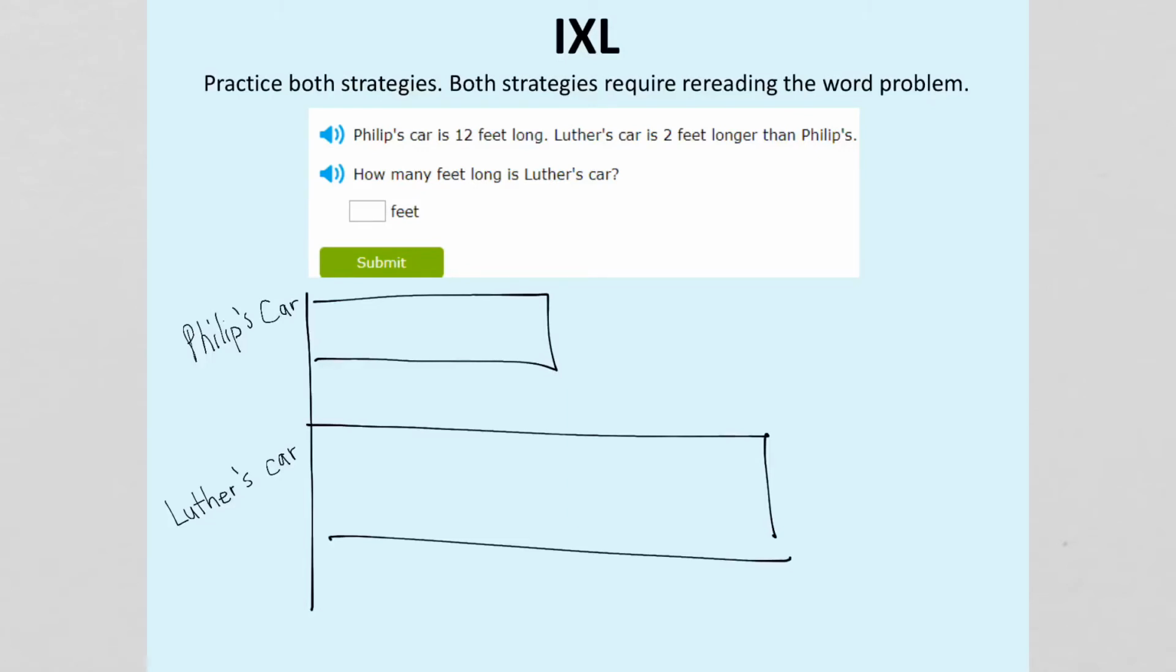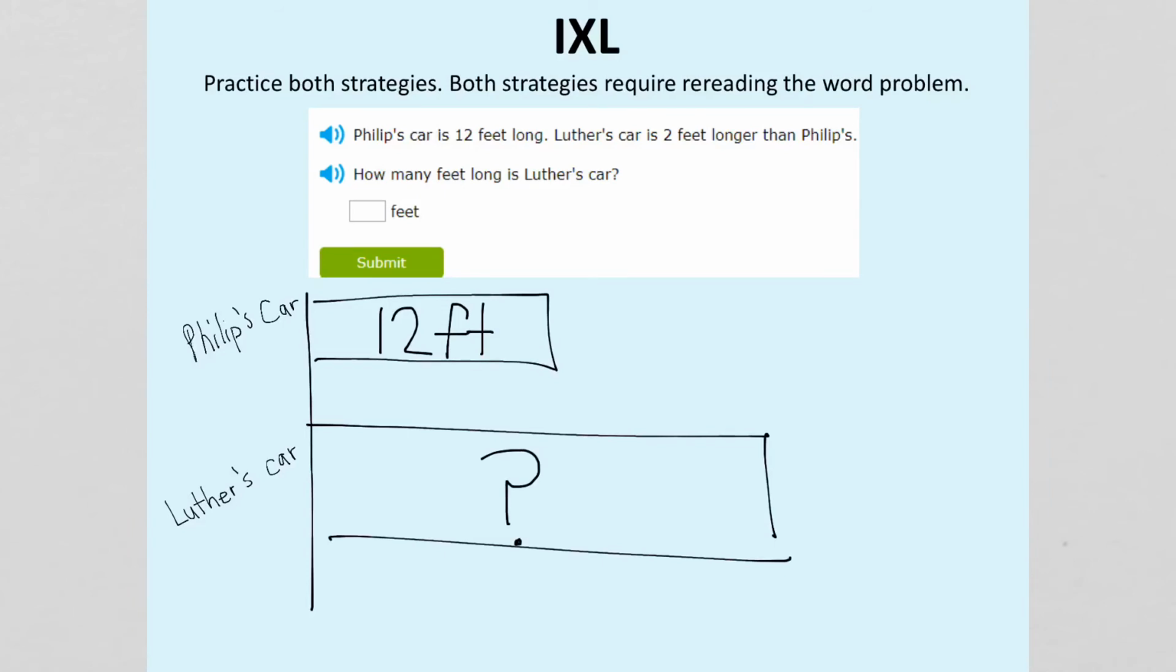Whose car do we know without a doubt how long it was? You're right. We knew without a doubt Philip's car was 12 feet long. Do we know what Luther's car is? Nope.